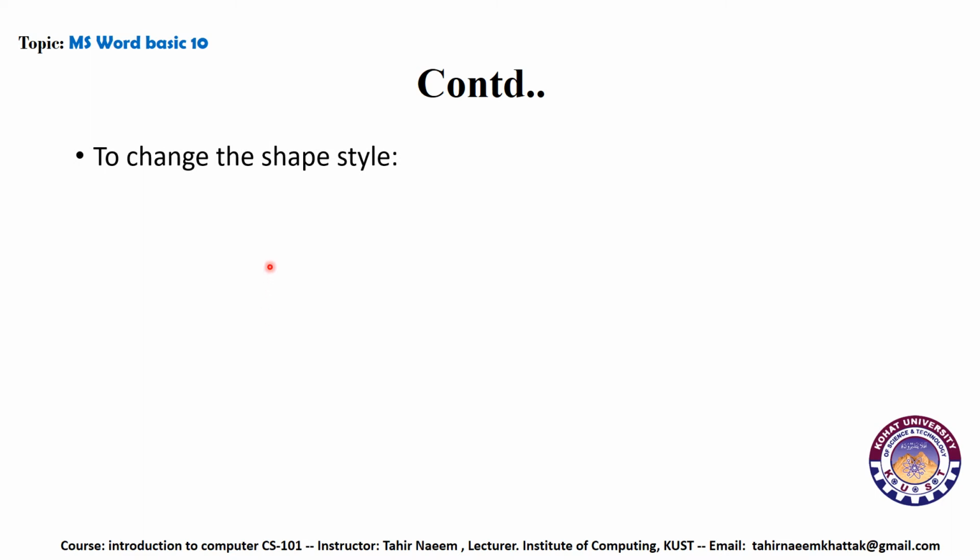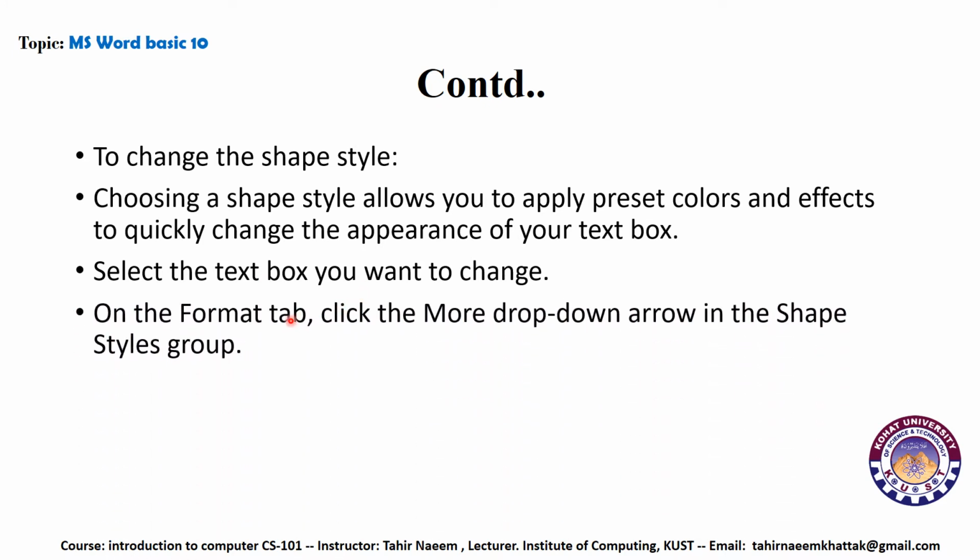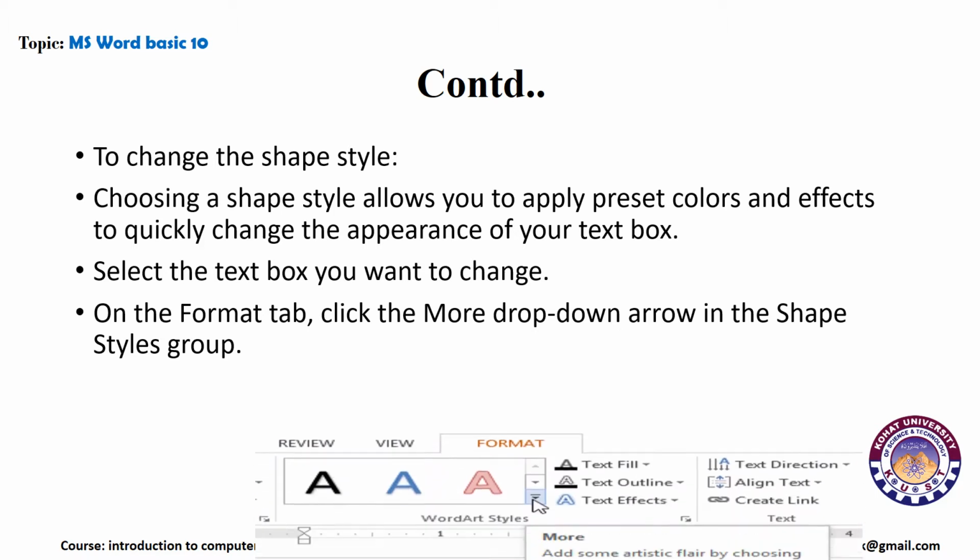To change the shape style, choosing a shape style allows us to apply preset colors and effects to quickly change the appearance of our text box. Select the text box we want to change. Then we will go to the format tab. Then we click on the more drop down arrow in the shape style group.